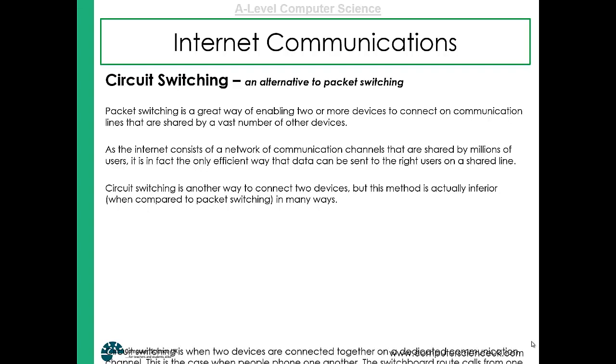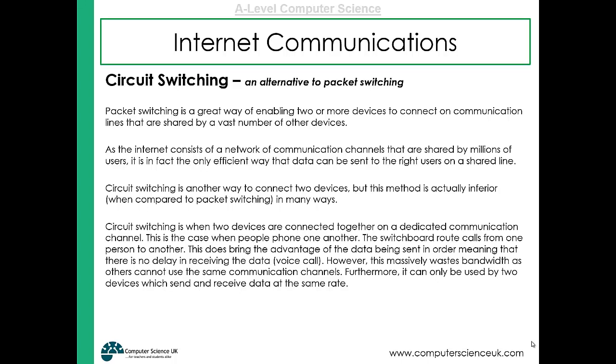Now, circuit switching is another way to get two devices to communicate. It's actually inferior in many ways. Circuit switching is where you actually have a dedicated communication channel between devices that want to communicate with each other. So this is the case when people phone one another. A switchboard will route calls from one person to another. It means that there's no delay in receiving the data, but it massively wastes the bandwidth. Because no one else is sharing that communication channel, lots of that bandwidth is just going to be unused.